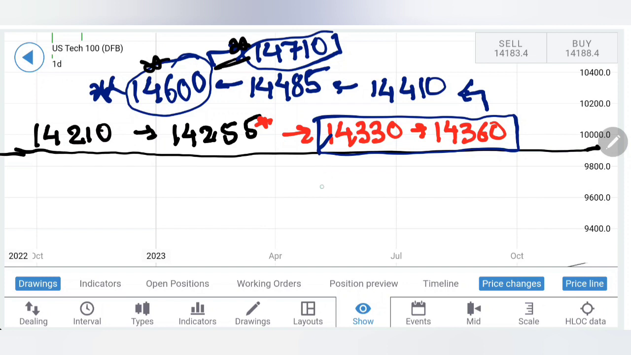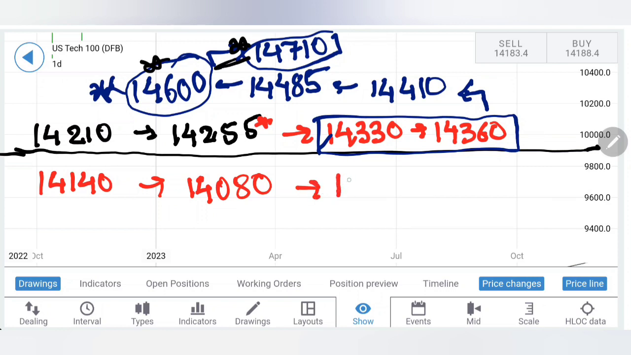and possibly it may achieve the highs of the channel now at around 15,000 levels. On the downside, I will recommend you to sell only and only if you see the prices staying below 14,140 levels, then 14,080, and this time we may see a drop below 14,000 levels. Rather, I will look forward to 13,900, 13,970 and 13,935. This is going to be the support zone.